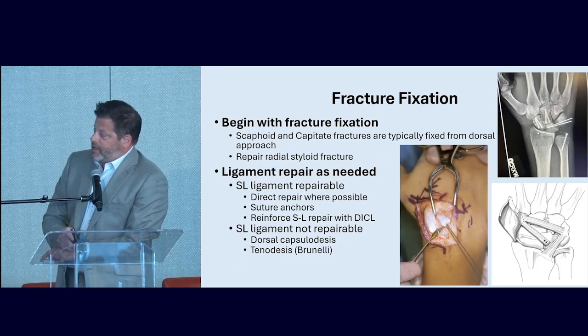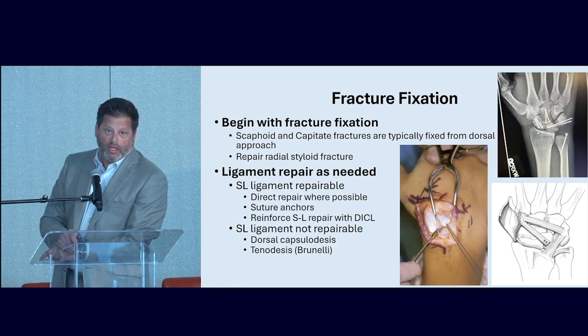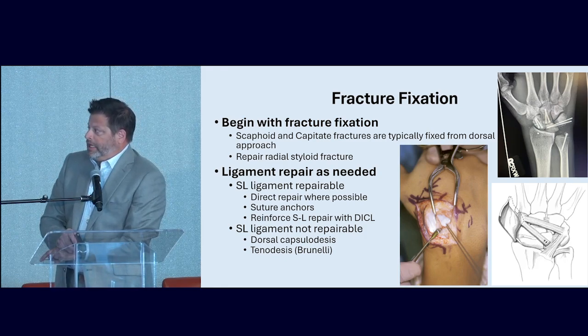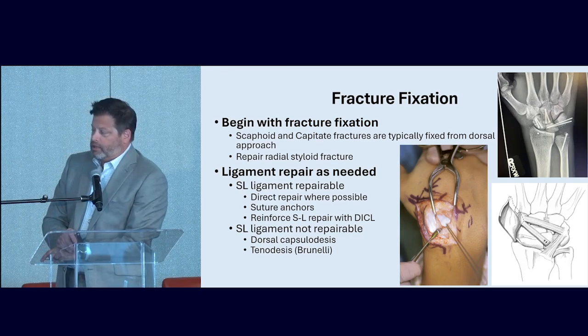Stepwise in this case, after you get reduction, I think usually begins with fracture fixation. Dorsally, you can fix your scaphoid, capitate, or any of the other fractures on that greater arc injury, as I showed you before. Ligament repair is needed. Again, if the scapholunate ligament is repairable, you can repair it directly if possible.